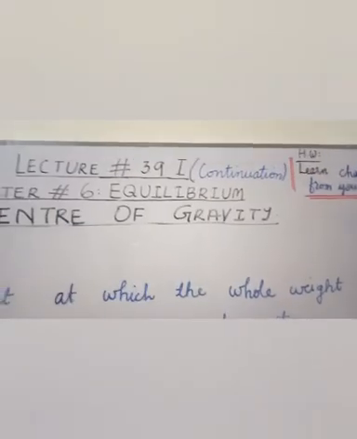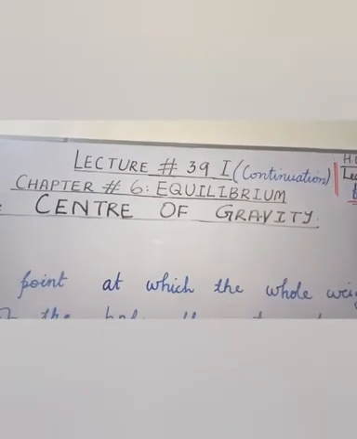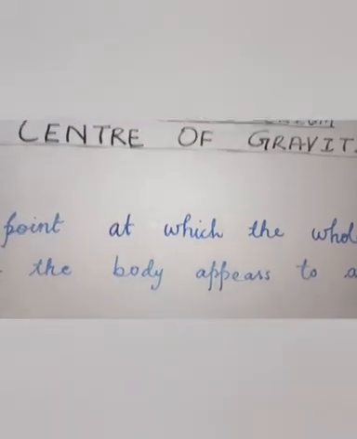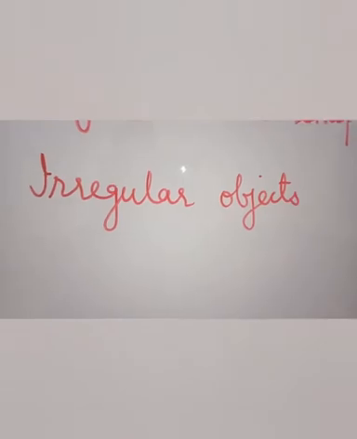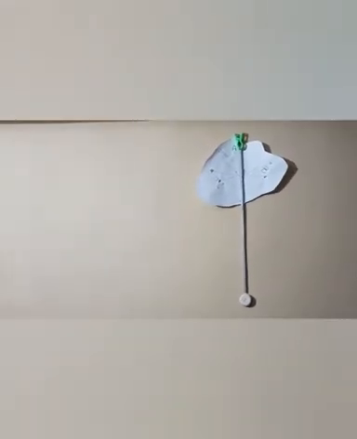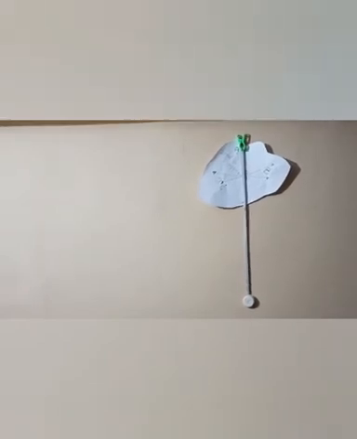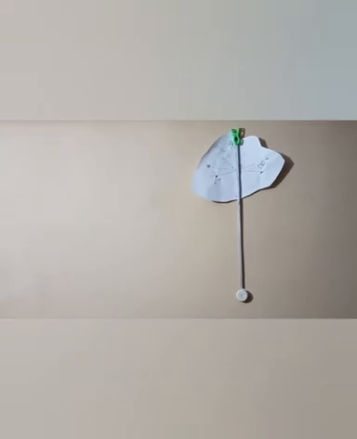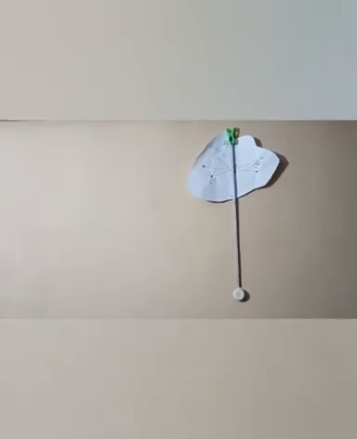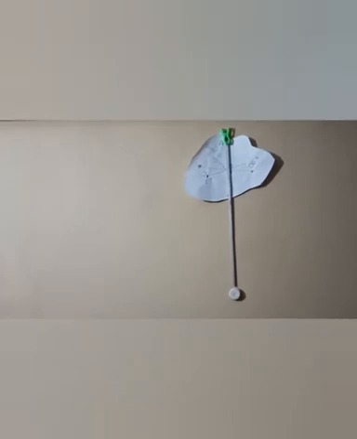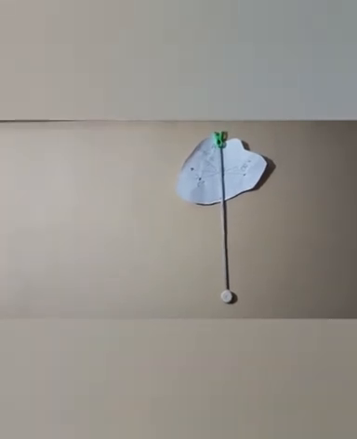This is the continuation of 39 part 1. In this I am going to cover the center of gravity of irregular shaped objects. So let's start. The center of gravity can exist inside a body or outside the body. Position of the center of gravity depends upon the shape of the body. The knowledge of center of gravity helps a lot in solving the problems on equilibrium.